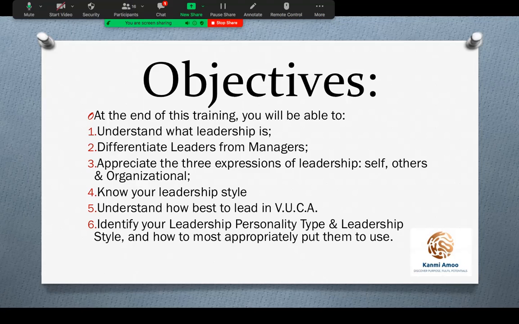And you should be able to understand how to best lead during volatile, unpredicted and unstable times, complex times, and also ambiguous times. You will look at this. And you should be able to identify your own leadership personality, your leadership style, as well as how to appropriately put them to use based on the situation or circumstance in which you see yourself. And so we'll look at that.